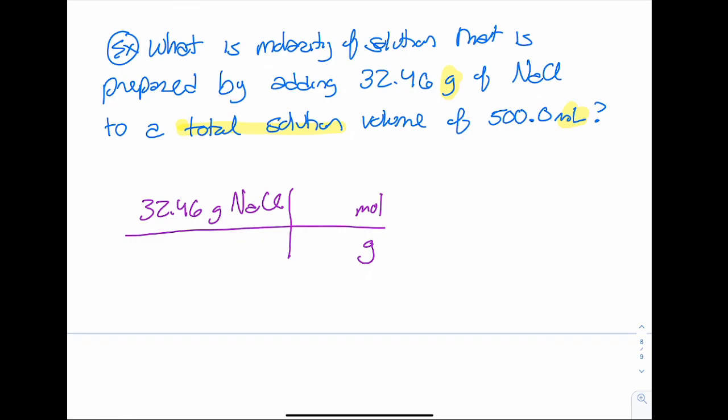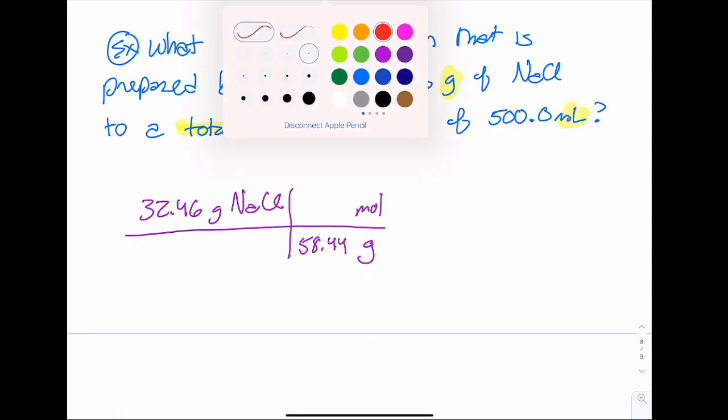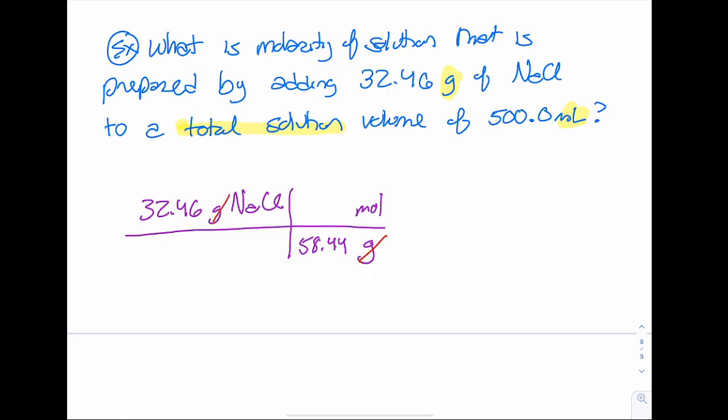So there's one sodium, there's one chlorine. So I'm grabbing my numbers off the periodic table for sodium and the one for chlorine. And when I add those together, I get 58.44 grams per mole. Again, that has to go on the bottom so my grams cancel. So taking 32.46, dividing it by my molar mass, I get 0.5554 moles of sodium chloride.